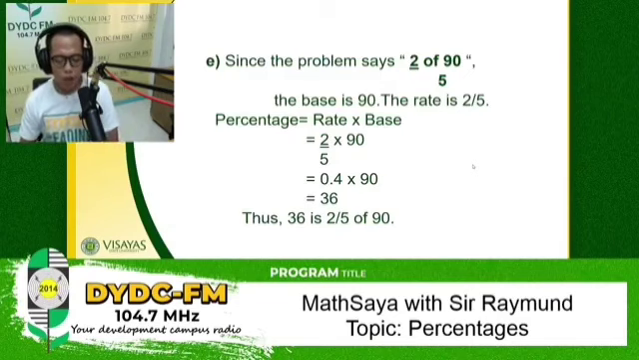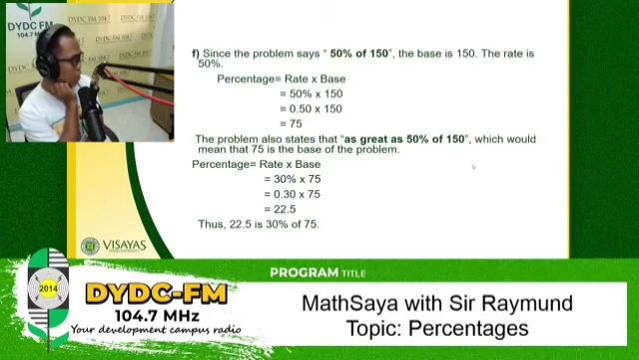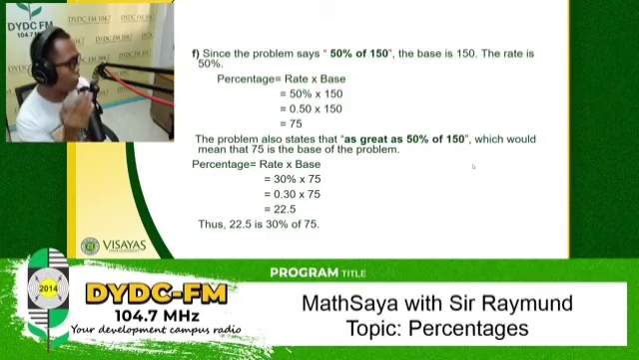Okay? So I hope that you can still follow there, no? Letter F. Okay, so our last problem. Since the problem says 50% of 150, the base is 150, the rate is 50%. So you have to convert 50% to decimal, that's 0.5 times 150, so that's 75.